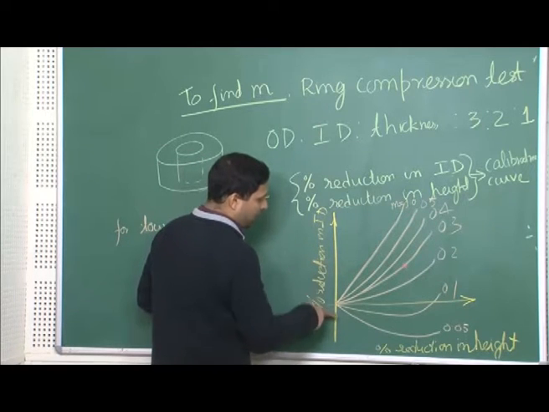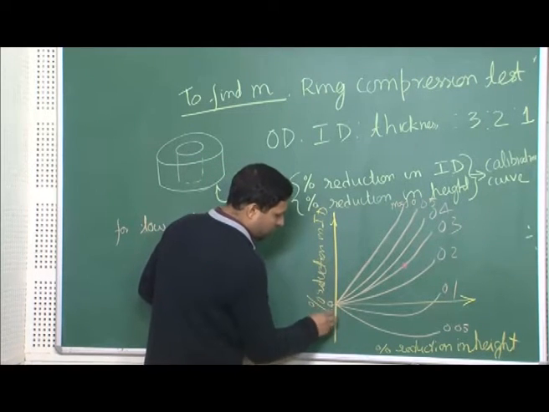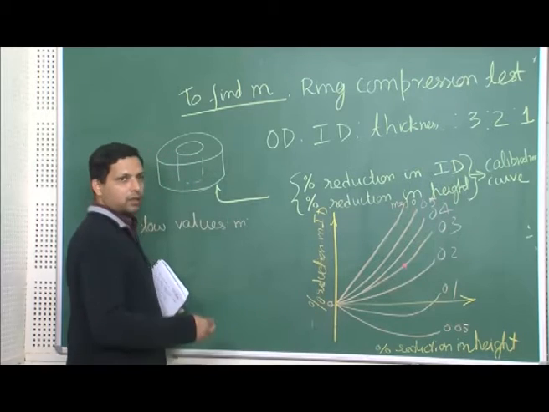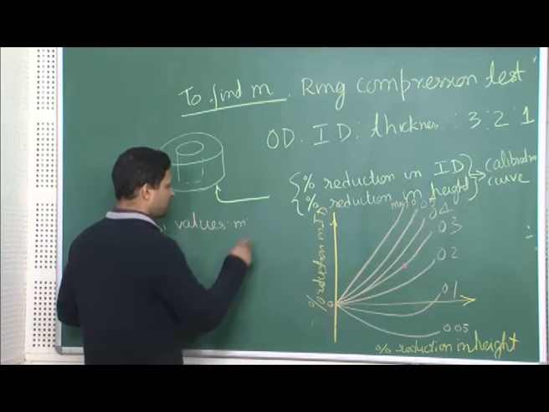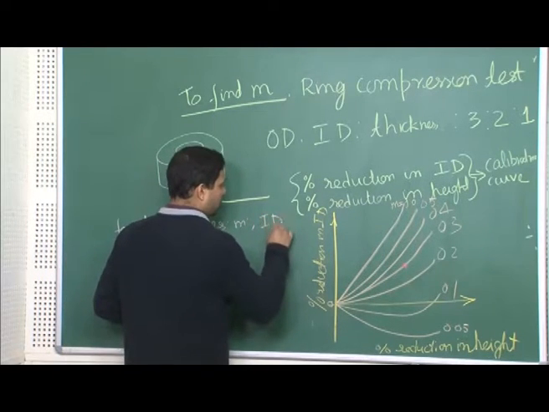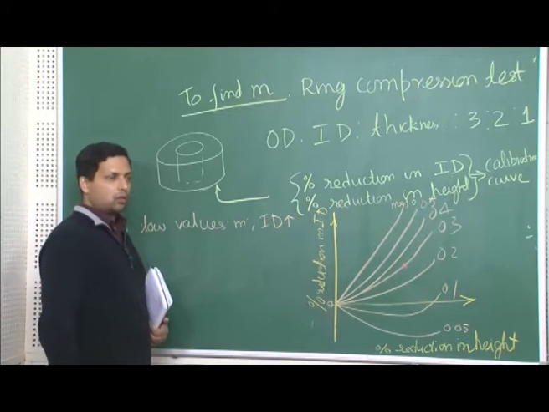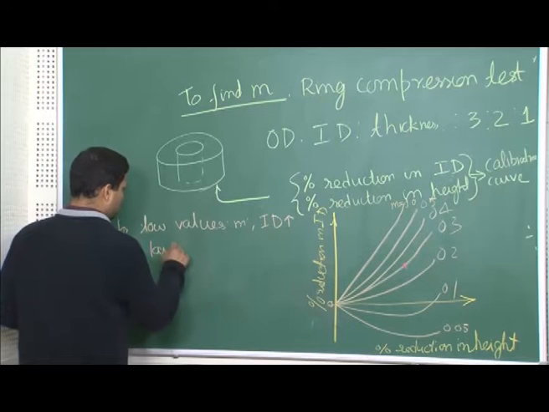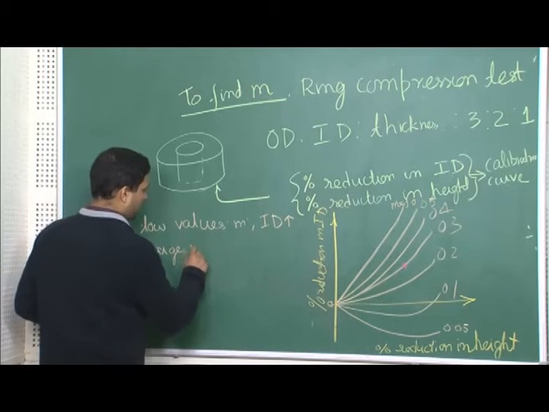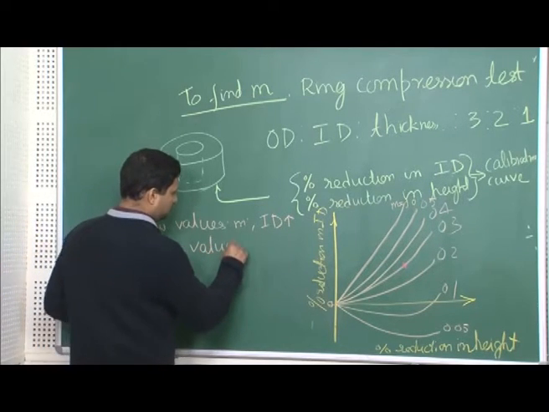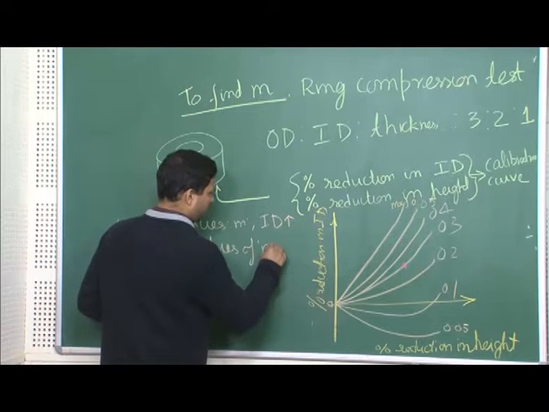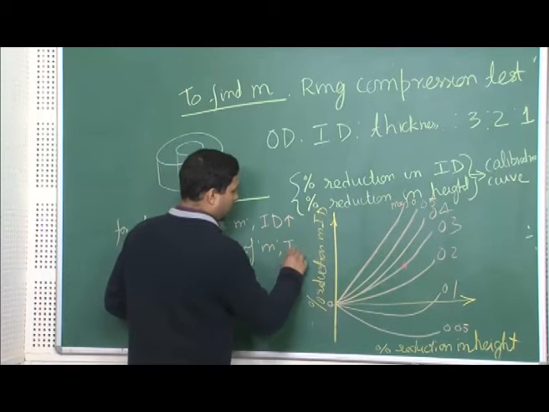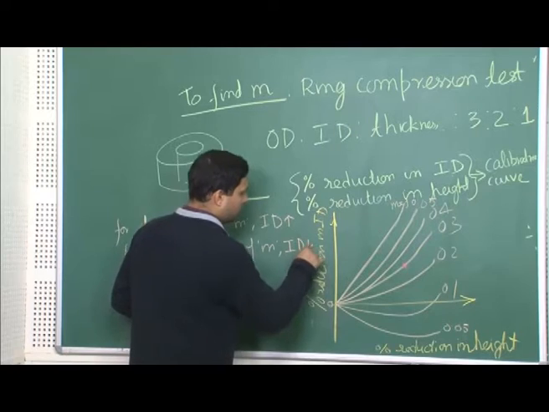Percentage reduction in ID is actually negative. So, this was 0, so this is negative. It means that the inner diameter actually increases in size. Only when you go for large values of m do you see the inner diameter decreasing.